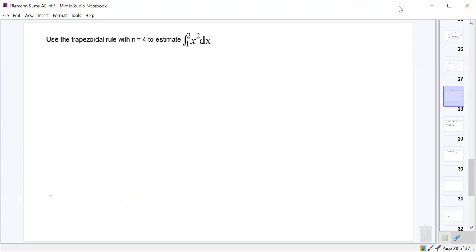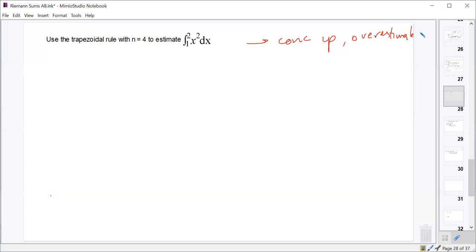Yeah. Okay, cool. All right, so real quickly, we're going to use the trapezoidal rule with n equals 4 to estimate the integral from 1 to 2 of x squared dx. And what do we know about the function x squared? Is it concave up or concave down? Concave up. So if our function is concave up, we should be getting an overestimate, right? So we'll just note that off to the side.